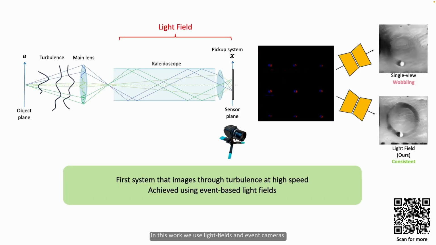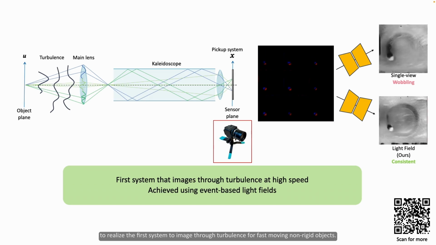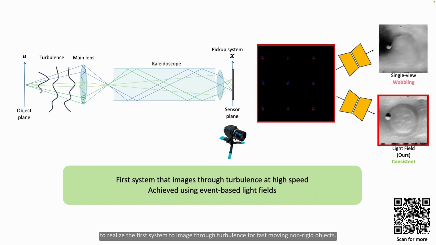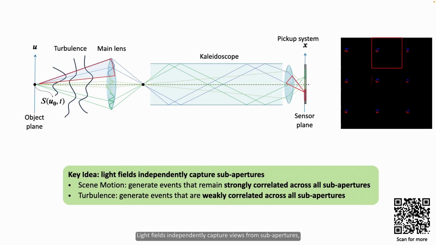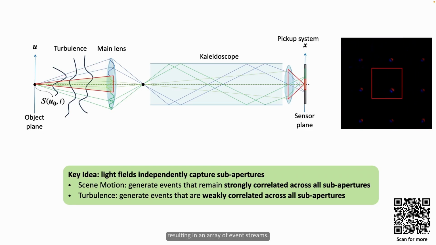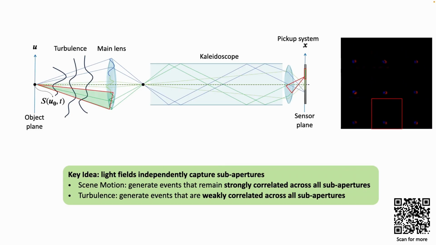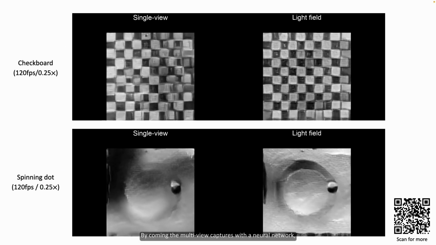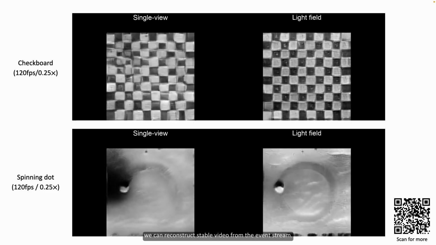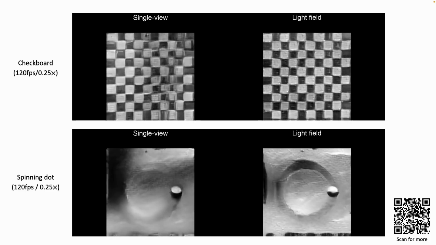In this work, we used light fields and event cameras to realize the first system to image through turbulence for fast-moving non-rigid objects. Light fields independently capture views from subapertures, resulting in an array of event streams. The key idea is that each view shows the same scene but is corrupted by different turbulence. By combining the multi-view captures with a neural network, we can reconstruct stable video from the event stream.